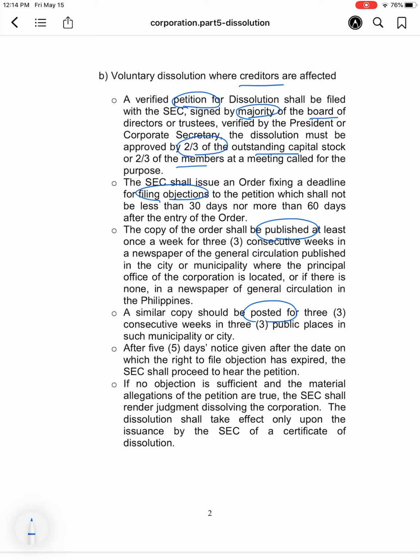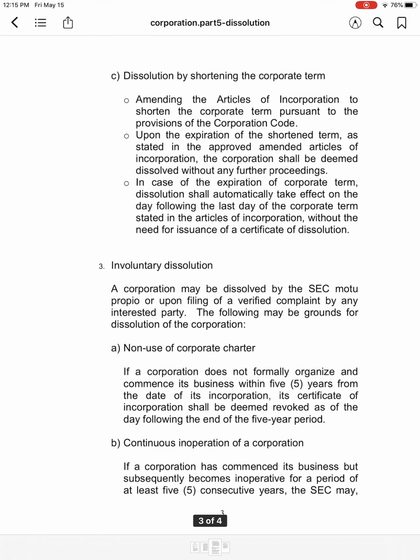A similar copy should be posted. So, kanina publication, dito merong postings. For 3 consecutive weeks in 3 public places in such municipality or city. After 5 days notice given after the date on which a right to file objection has expired, the SEC shall proceed to hear the petition. So, merong hearing. If no objection is sufficient and material allegations of the petition are true, the SEC shall render judgment dissolving the corporation. So, merong judgment. Merong hearing kasi, so merong judgment or decision dissolving the corporation. The dissolution shall take effect only upon the issuance by the SEC of a certificate of dissolution. So, dapat merong certificate of dissolution din. Next page.